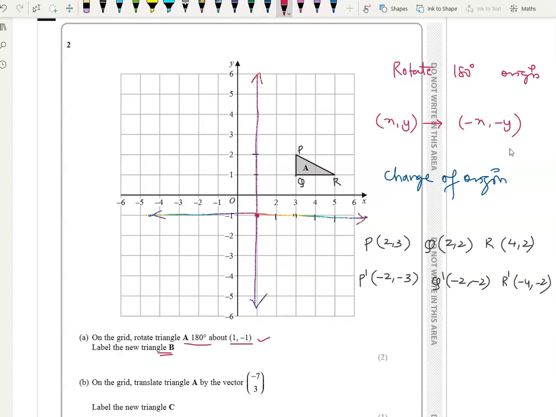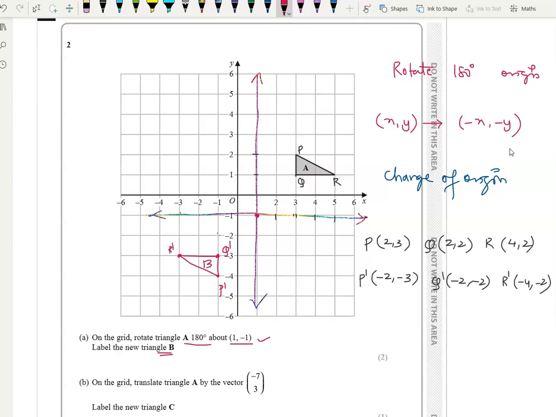Point P dash is (-2, -3), so you go 2 left and 3 down. From this you go left and come down 3 steps, 1, 2, 3. So this is your point P dash. Point Q dash is (-2, -2), so you go 2 left and 2 down. This is your point Q dash. Point R dash is (-4, -2), so 4 left and 2 down. This is your point R dash. Now join the 3 points, and you get your required shape after a rotation of 180 degrees.